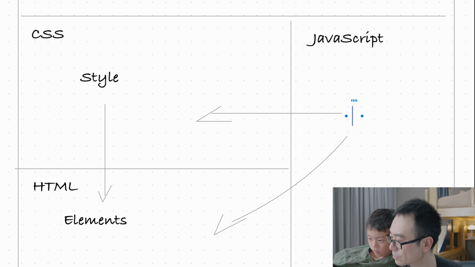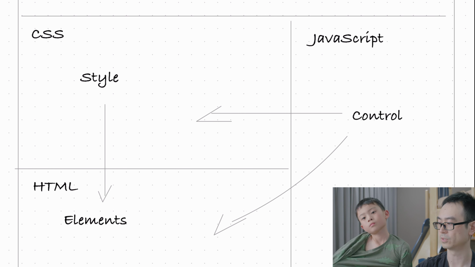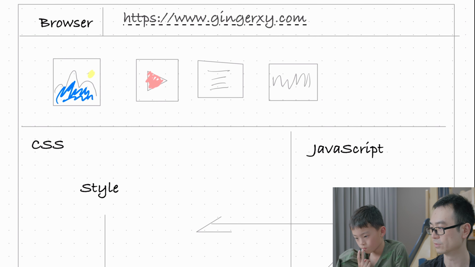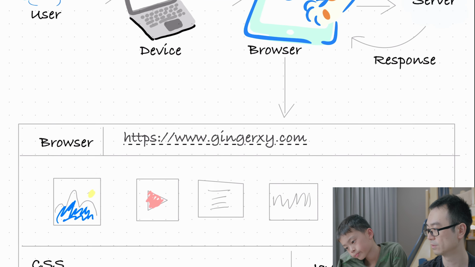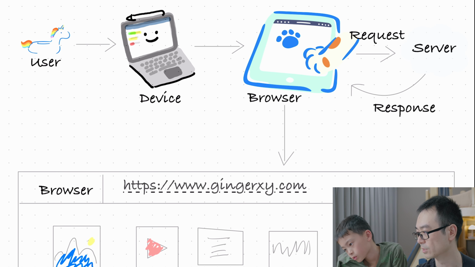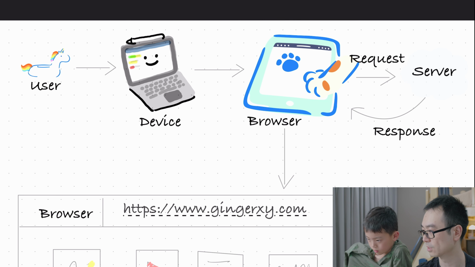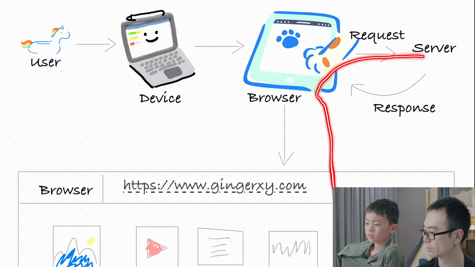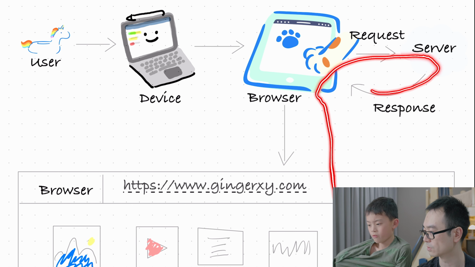JavaScript does the control. So those three things work together and give you the full web experience. And when they work together, the browser can also make the request again. So if you click a button somewhere, JavaScript can tell the browser, and the browser goes to the server, and the server responds to you.